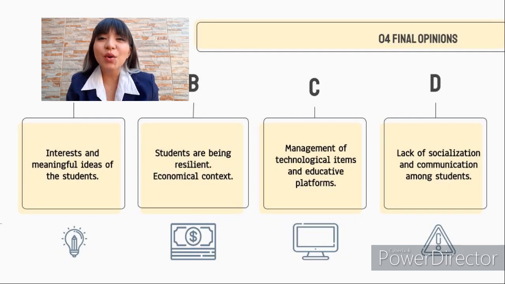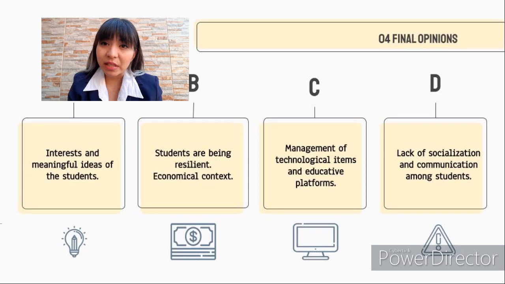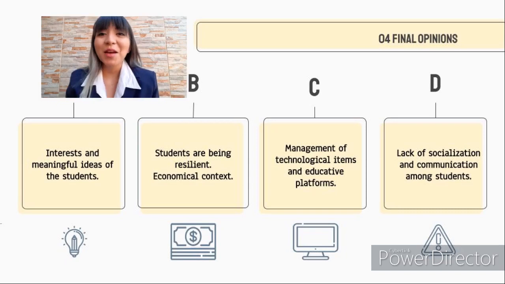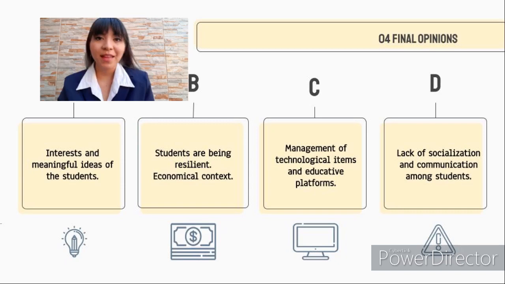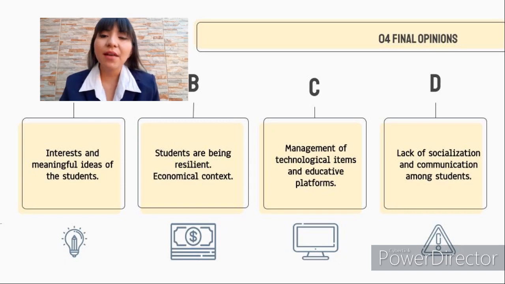However, the resources or the economical context are not the same for each student, which apparently makes education a privilege instead of a human right. We also believe that the competences of management of technological items and educational platforms have made students responsible for their own education, which includes their tutors or parents to be committed as well. Nevertheless, teenage students have a lack of socialization and communication, which can cause them several troubles with expressing their ideas in the upcoming future.